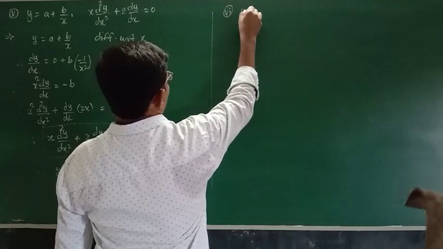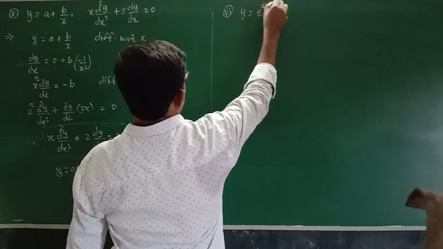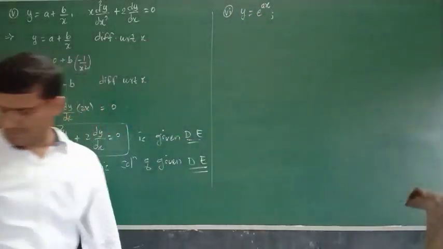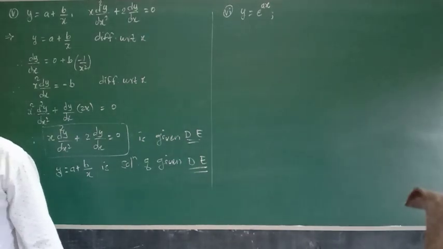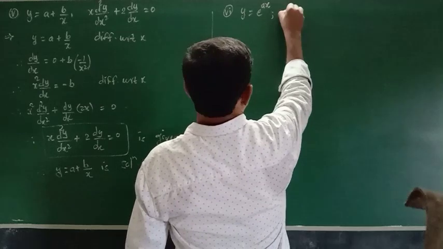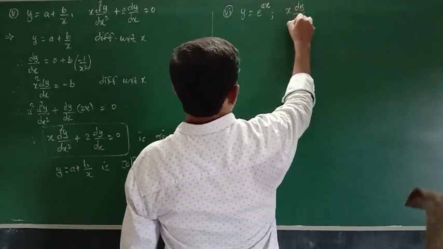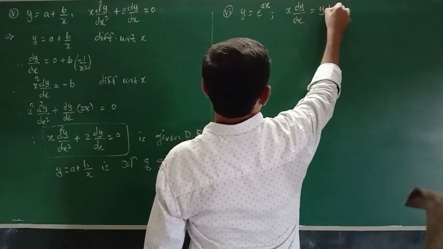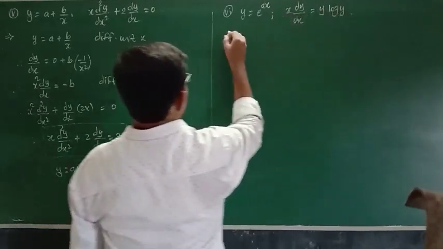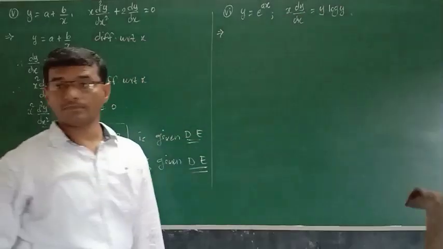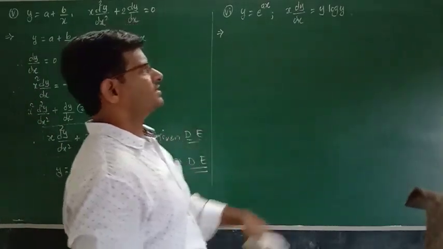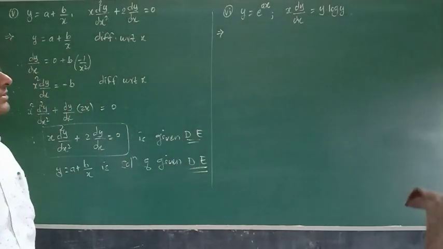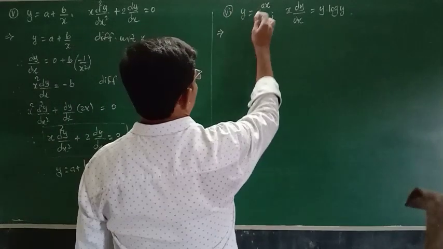In example 6, y is equal to e raised to ax, with only one arbitrary constant. The differential equation given is dy/dx = y log y. You have to verify that this given expression is the solution of the given differential equation.